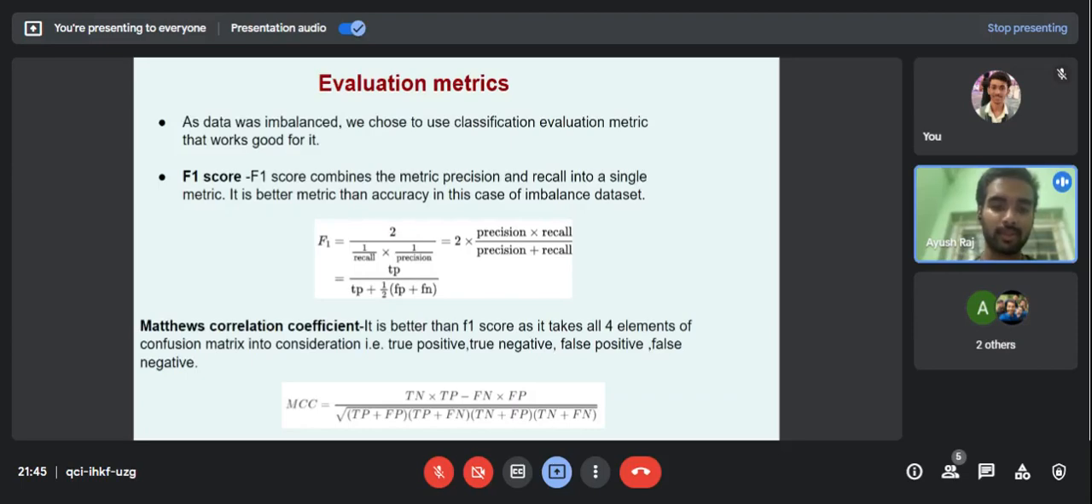Now we'll talk about the evaluation metrics we used. As our dataset was imbalanced, the classification evaluation metric was not going to be accuracy, because accuracy is not a good classification metric for an imbalanced dataset. Hence, we chose to use F1 score and Matthews correlation coefficient, because F1 score combines the metrics precision and recall into a single metric, and it is better than accuracy in the case of an imbalanced dataset. Also, the Matthews correlation coefficient takes into account all four elements of the confusion matrix, that is true positive, true negative, and all four.